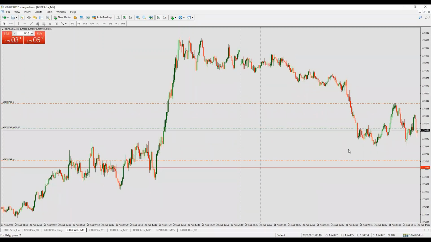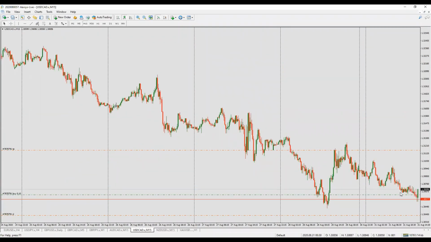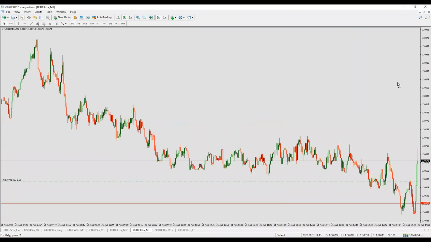Okay, this is the pound against the Canadian. That's the situation now. I'll give it more chance. And the last one was the US dollar against the Canadian. All right, nice rise. Okay, for those who entered this position later than me, it seems like it's worked good for you. Okay, 1 minute chart. That's the situation.